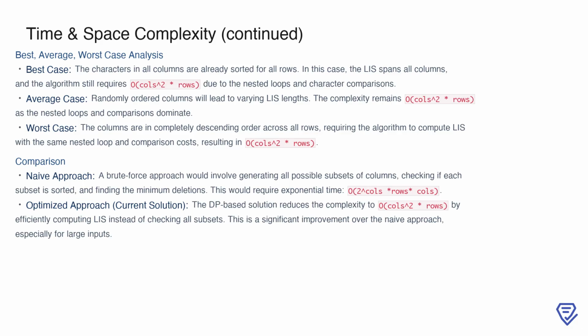To put this into perspective, a naive approach, which generates all possible subsets of columns and checks if each subset is sorted, would have an exponential time complexity of 2^cols * rows * cols. By using dynamic programming to efficiently compute the LIS, the current solution significantly reduces this to cols^2 * rows, making it far more practical for large inputs.